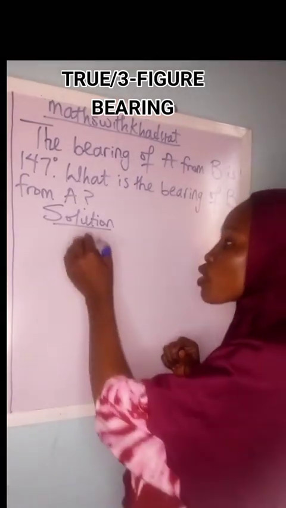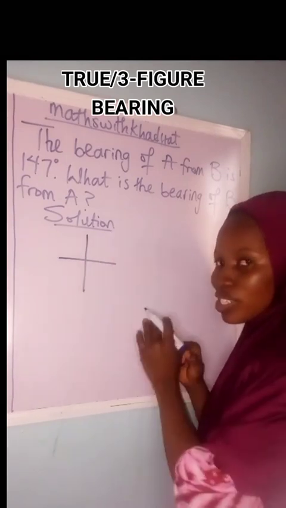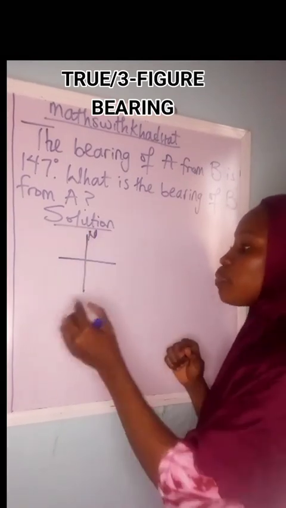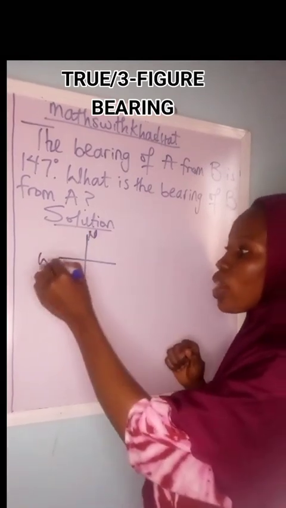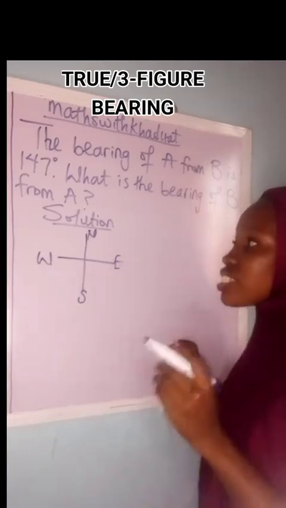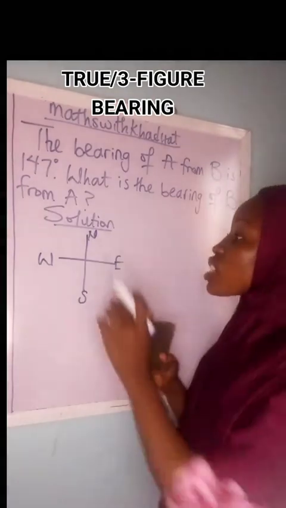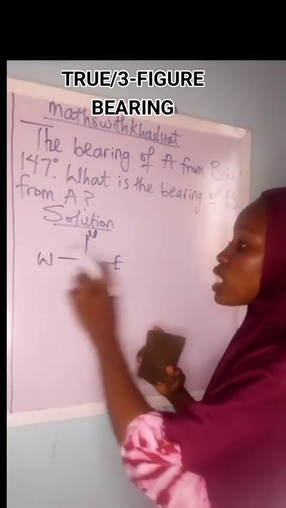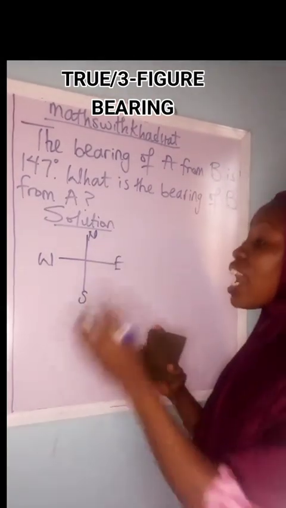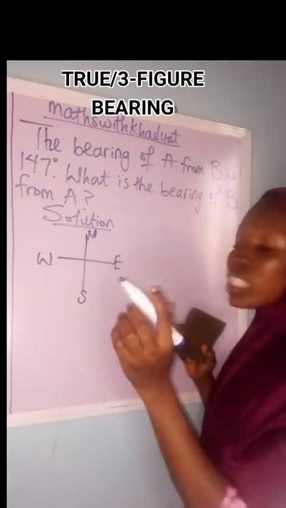You need to know your four cardinal points, okay, which is your north, your south, your west, and your east. This is very, very important. You need to know your north, your south, your west, and east. Okay, and know this as well.